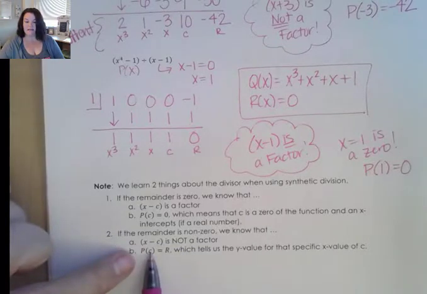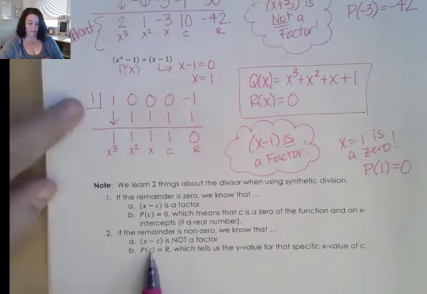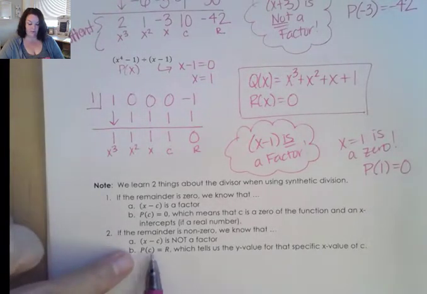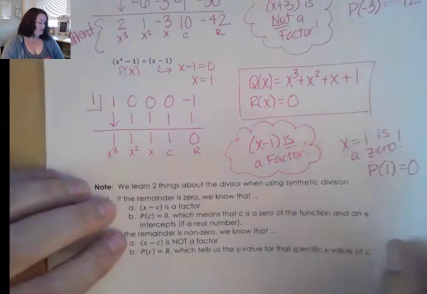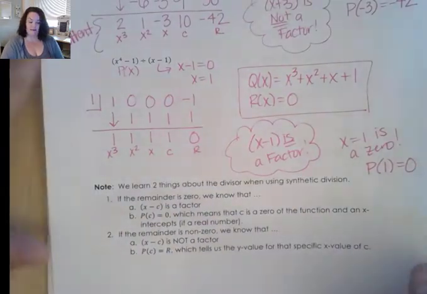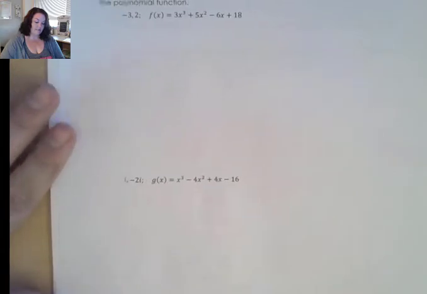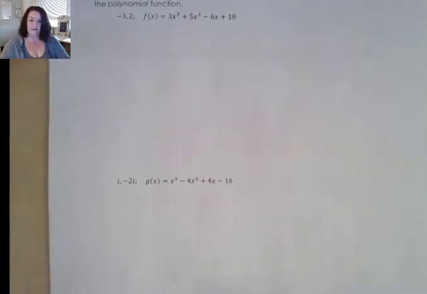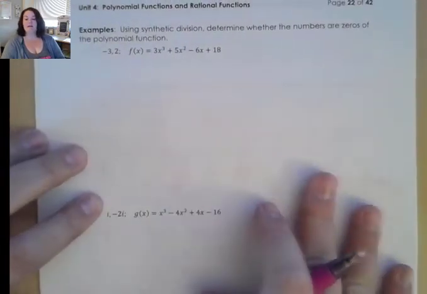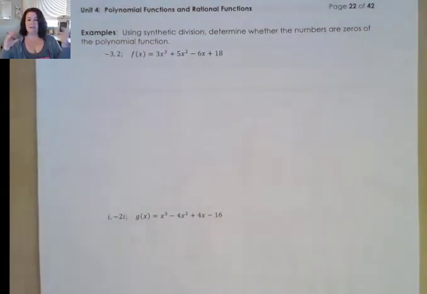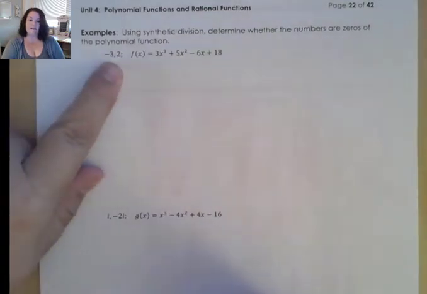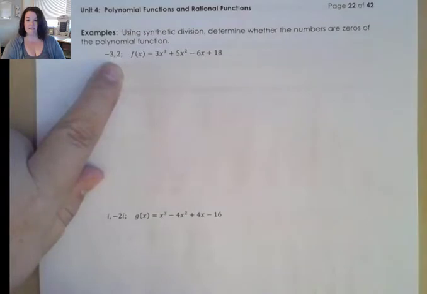And we know that if we were to plug that number in our box into our function, it would equal whatever we got for our remainder. Okay? So I want to show you the same example, but use it in such a way that we're validating whether or not given values are zeros. Instead of us being given a division and determining the quotient and remainder, we're now actually being given values, and we're going to use synthetic division to determine if they're zeros.